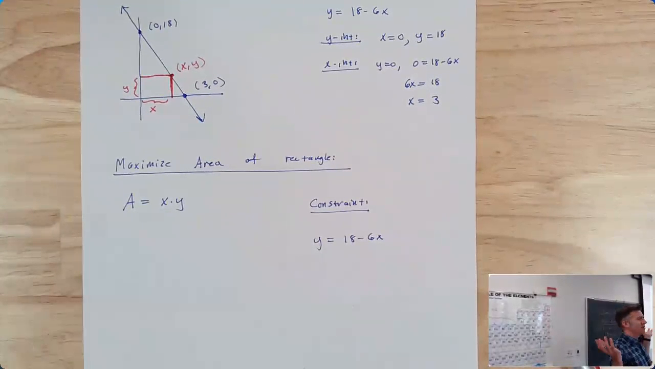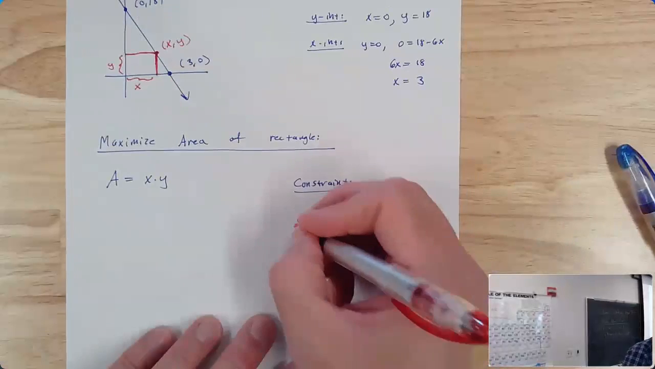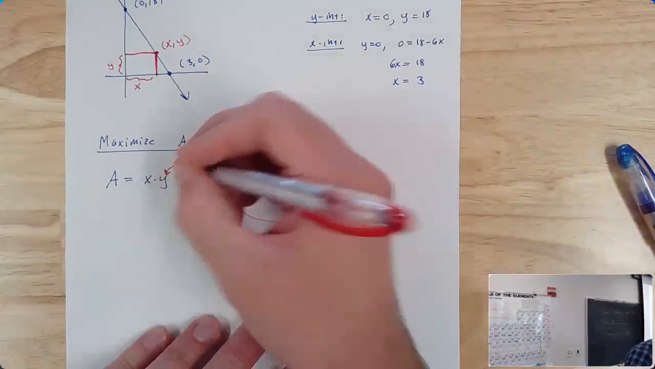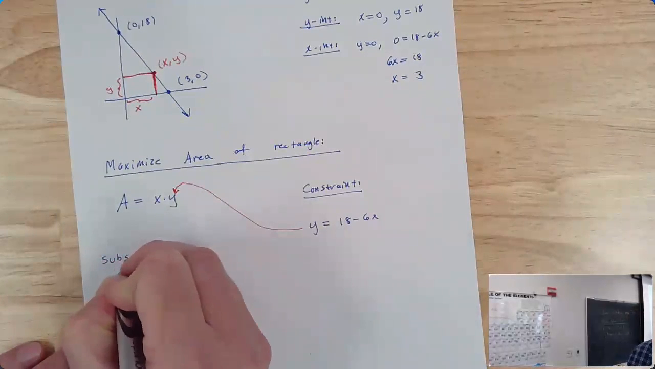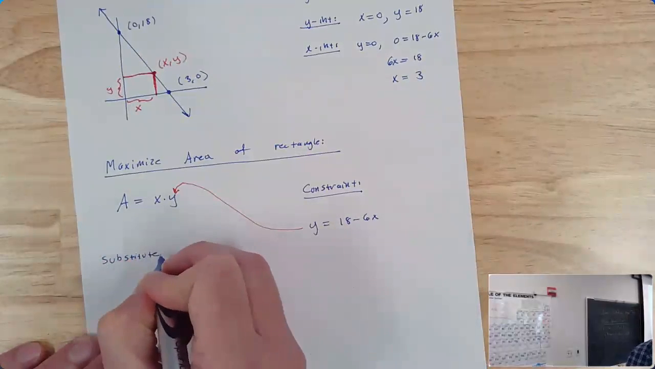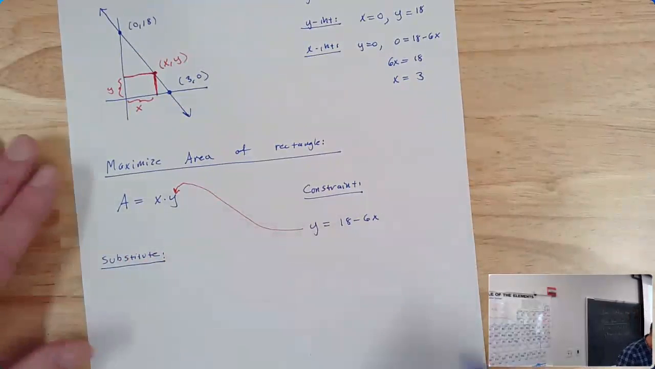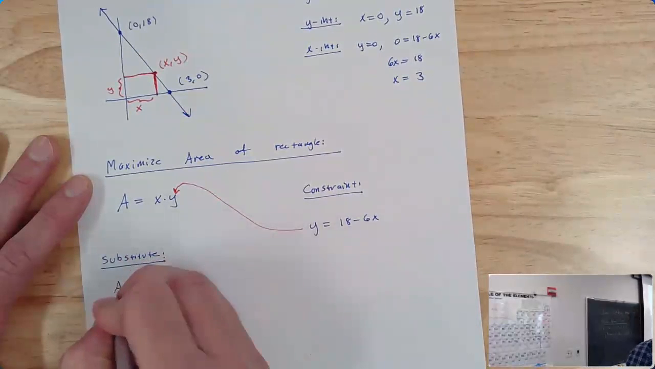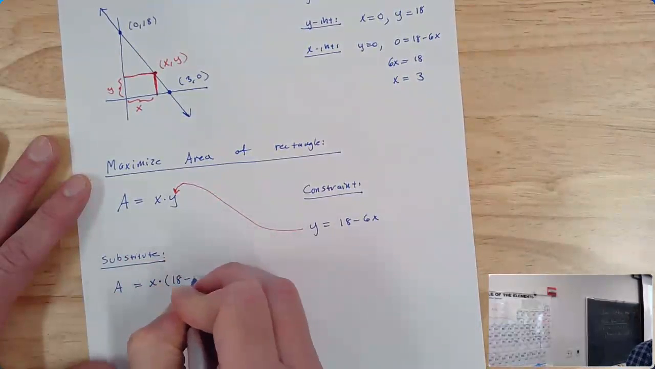Well, great. It's already solved for me, right? I've already isolated the variable. I've got Y by itself. So I'm going to take that and substitute that in right there. Substitute in. Substitute. I can spell. Not that the spelling is important. Misspell a word, not a big deal. And we're going to get the area is equal to X times 18 minus 6X.